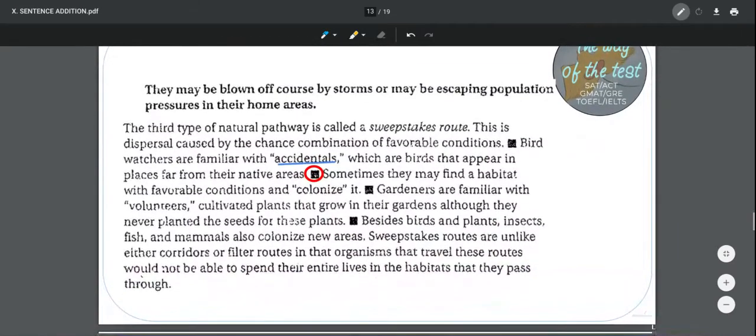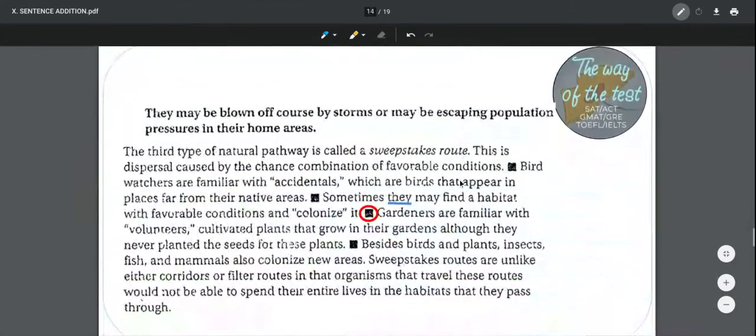We're going to check the second square. If I go to the second square, I will be saying that the word they is referring to accidentals. And what are accidentals? Accidentals are the birds that appear in places far from the native areas. So I'm talking about birds in plural. Now I'm going to replace this with birds, or accidentals. So birds may be blown off course by storms, and birds may be escaping population, and birds have their home areas. That's good. It makes logical sense. It makes grammatical sense. I'm going to keep it there. This may be my answer.